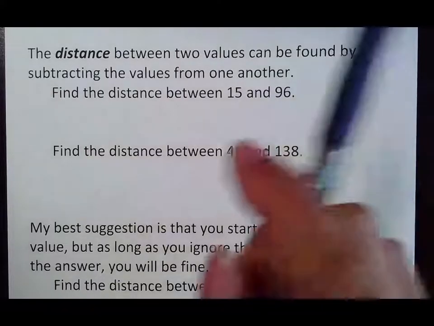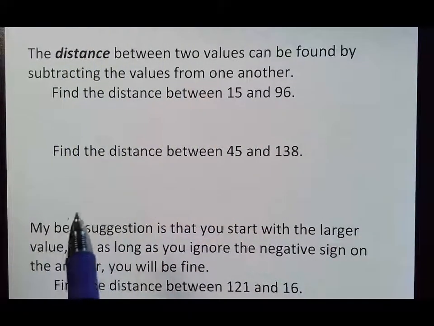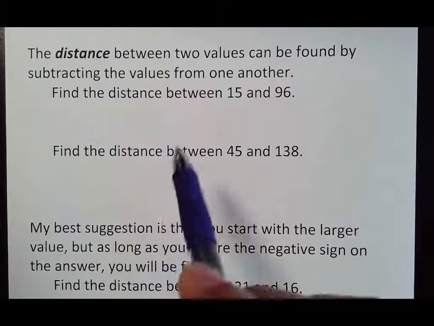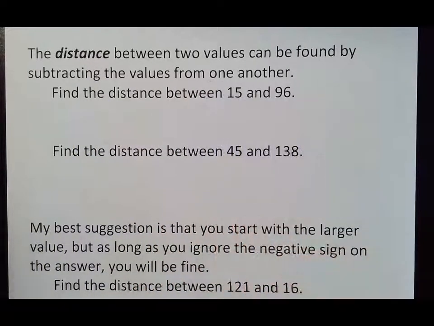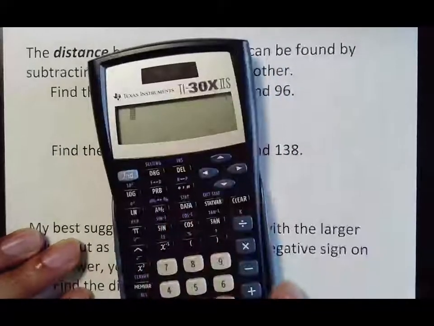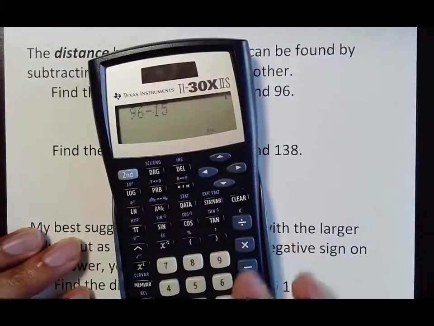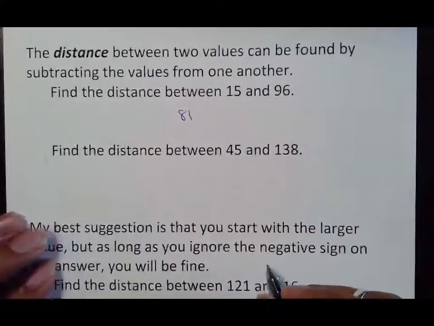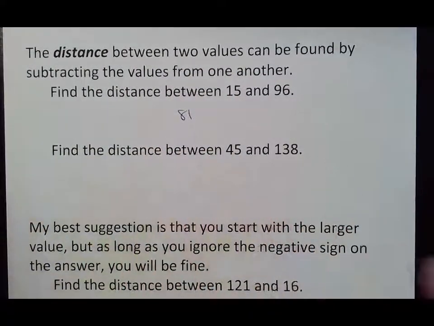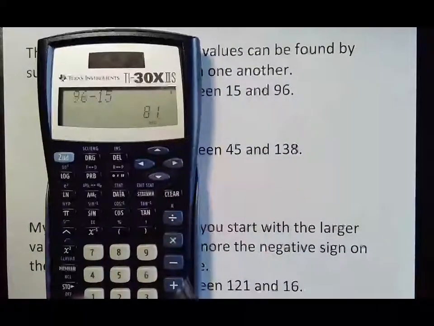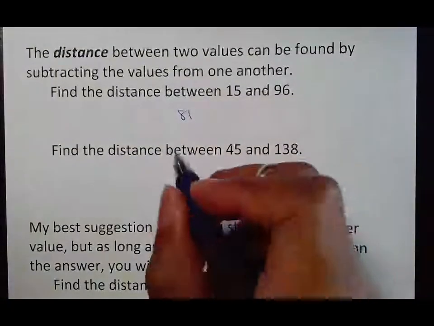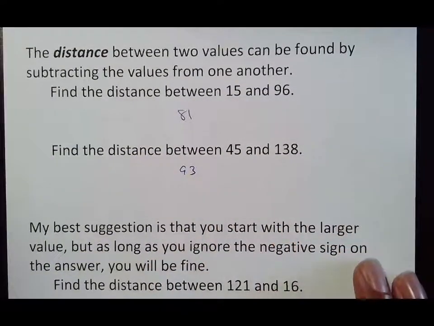The distance between two values can be found by subtracting them from one another. So again, if you want to know the distance between where two numbers are, simply subtract them. So if you want the distance between 50 and 96, you simply do 96 minus 50 and get the answer of 46. That's all. To find the distance between 45 and 138, you simply do 138 minus 45 and you get 93. And that is all.